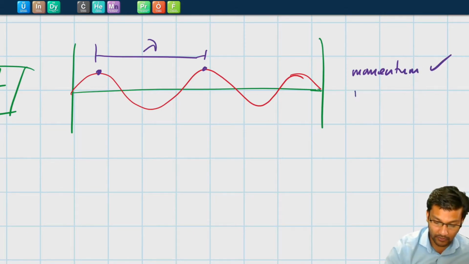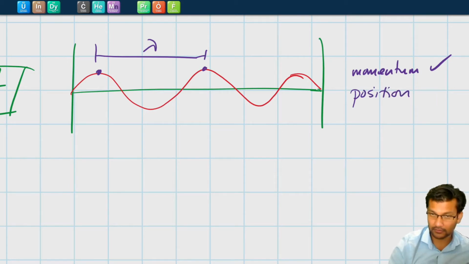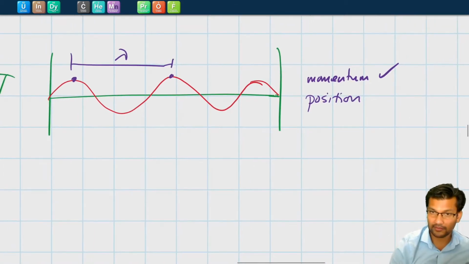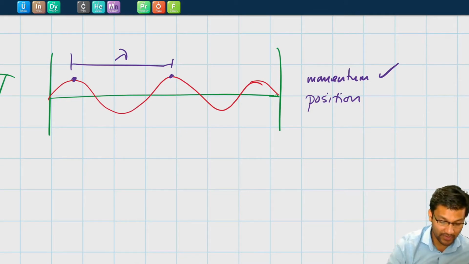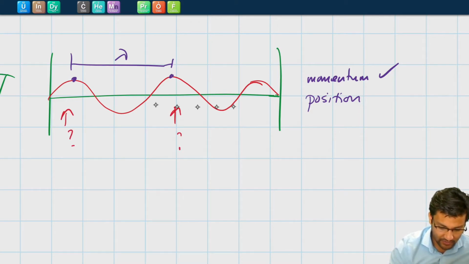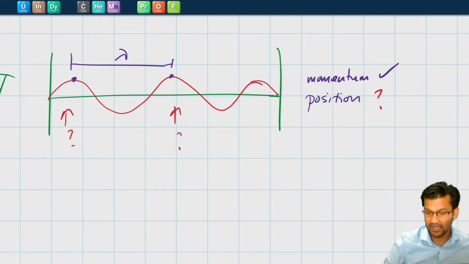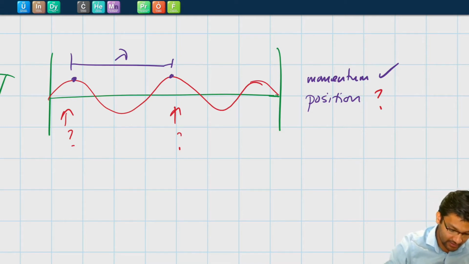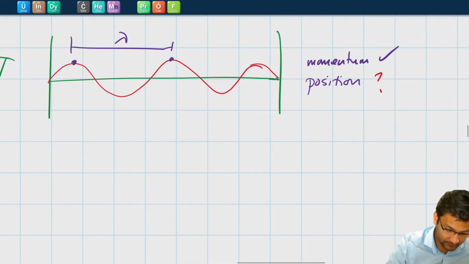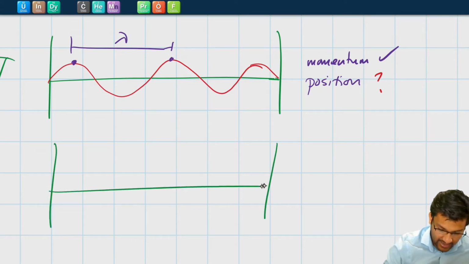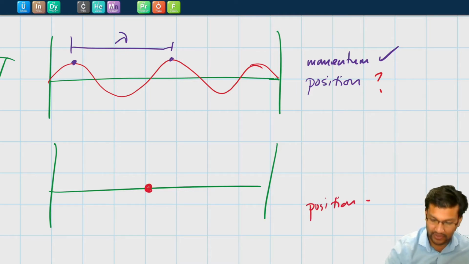But what about where, if this was an electron as a particle, where is the electron in this box? The red line is the wave for the electron and how it moves, but where is the electron? Is it over here? Is it over here? According to this, it's everywhere, right? So the position, we don't know where the electron is. The wave is everywhere. Now let's look at the other situation where we have the same box, and we say that the position of the electron is right there. So we have position, check, we know where it is.